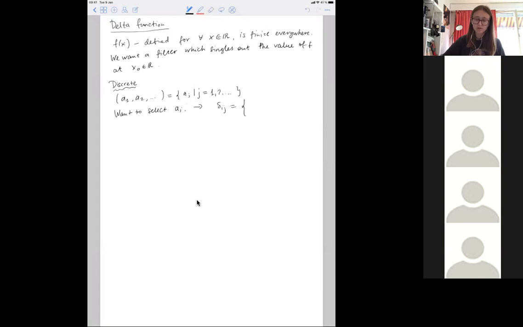So delta ij is this object, which is 1 if i equals j, and 0 if i is not equal to j. And then if we look at the sum over j's of delta ij aj, then the component of the sum is non-zero if and only if i is equal to j. So the only component that survives is ai. This is called the Kronecker delta.